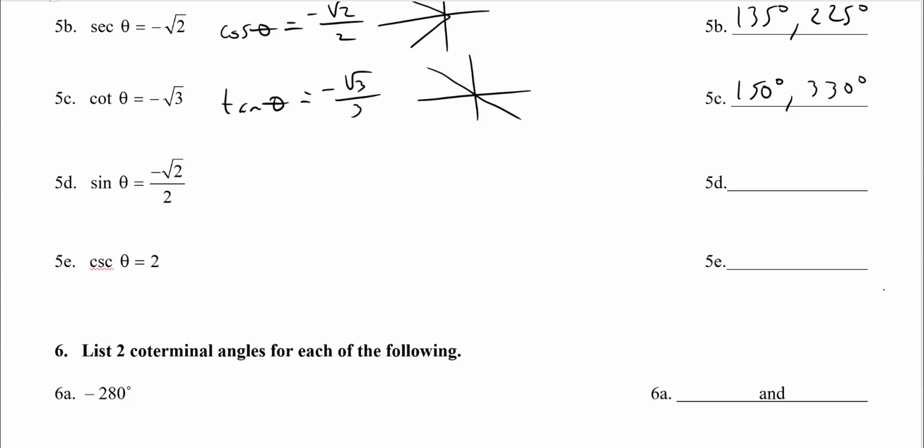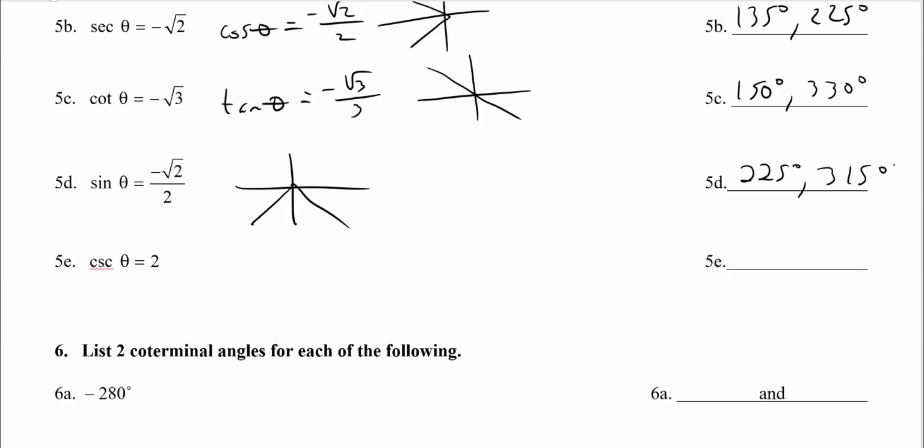Next guy here. Let's see. So we're in this quadrant. These two, where sine is negative. Reference angle is 45. Because sine of 45 is √2/2, and so then it's 180 plus 45 is 225, and 360 minus 45 is 315.